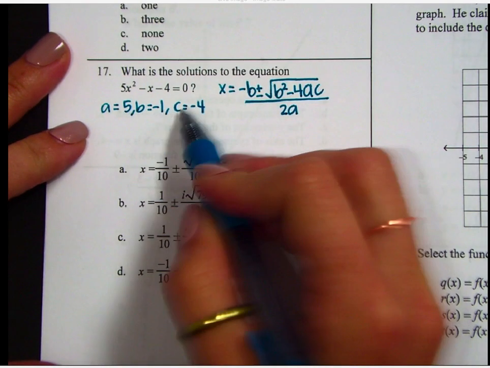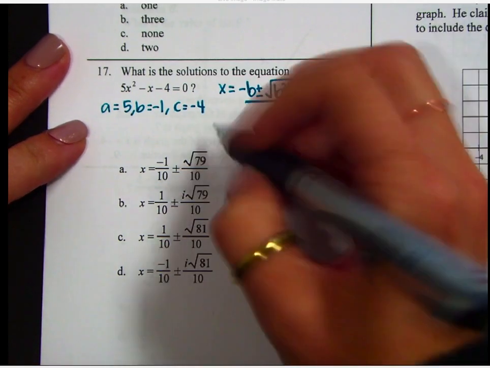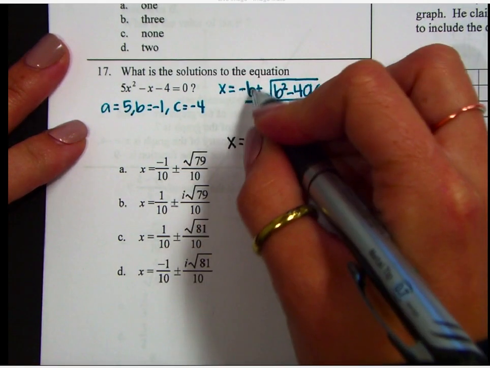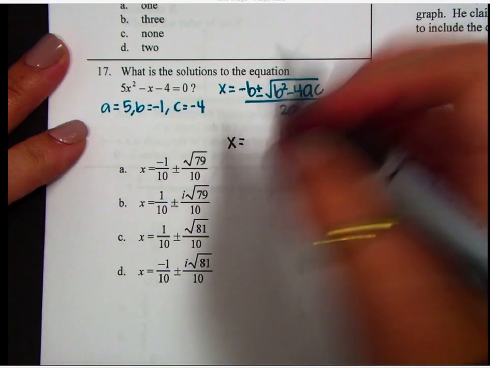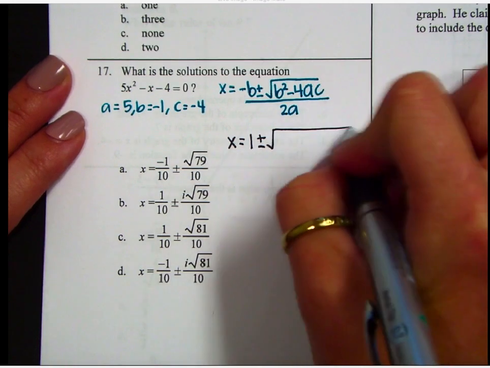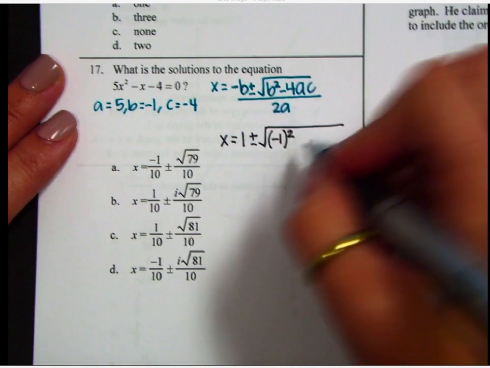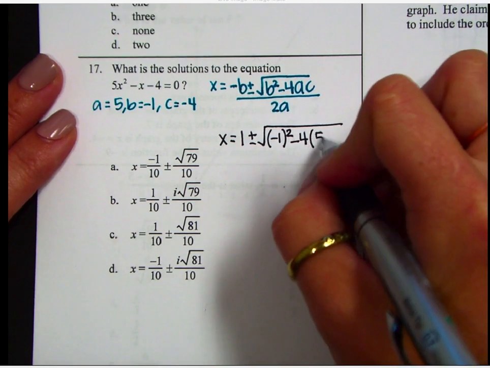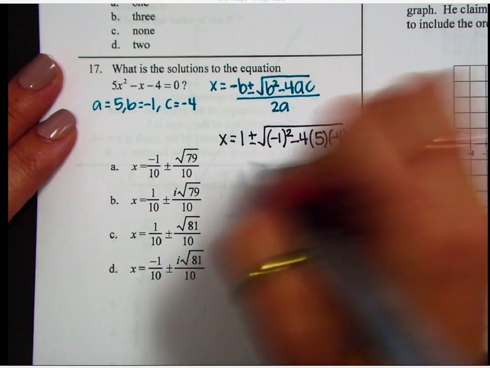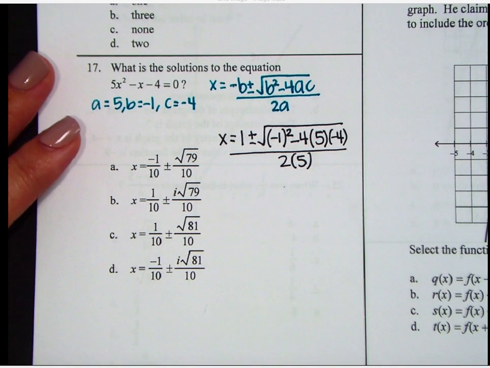I'm going to plug these numbers into that equation. So opposite b means we're going to change the sign for b. If b is -1, when we plug it in, it's +1, plus or minus the square root of -1 squared, because b is -1, minus 4 times 5 times -4, all over 2 times a, so 2 times 5.